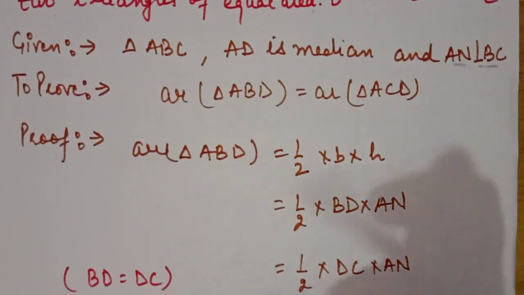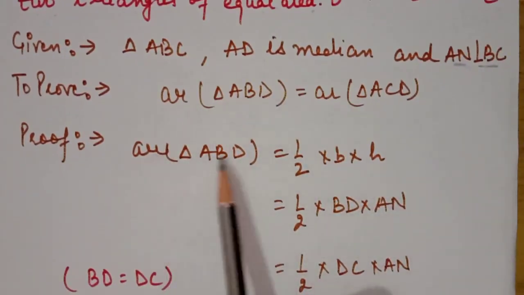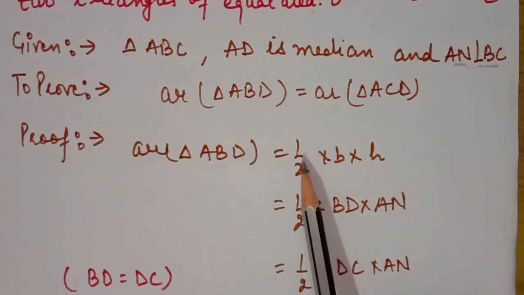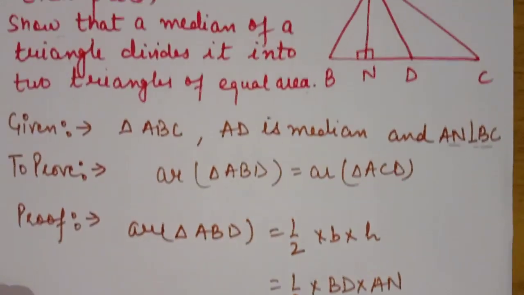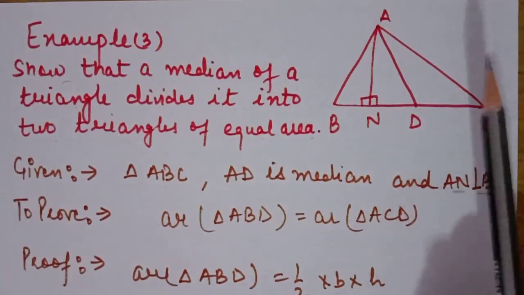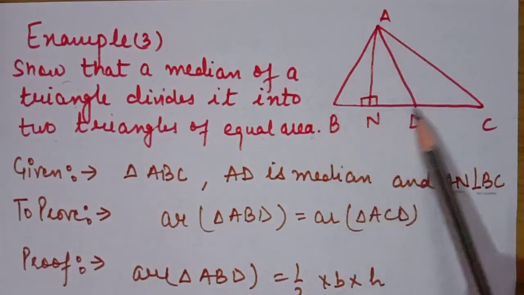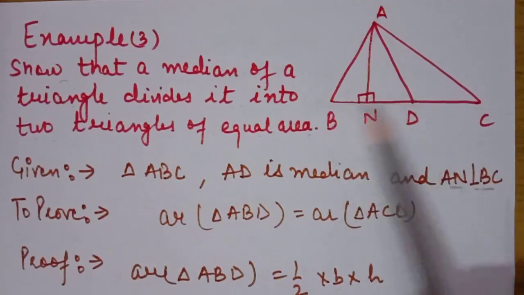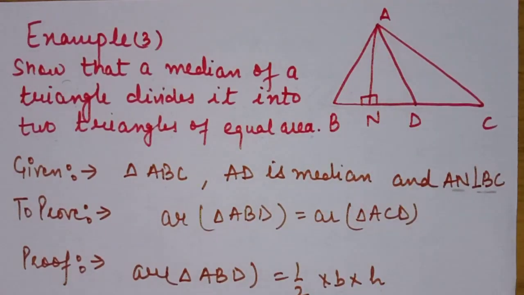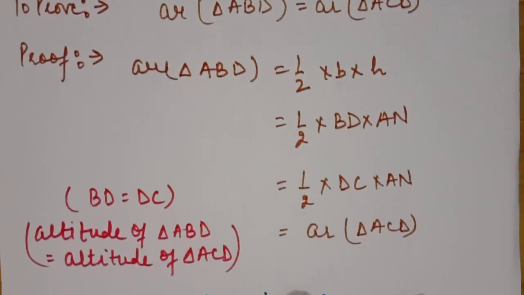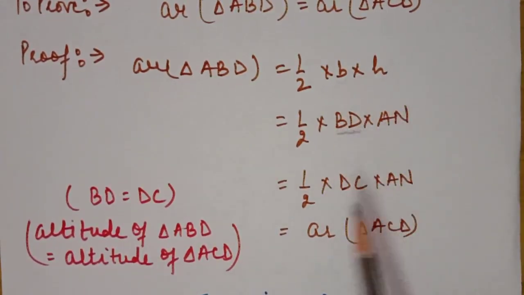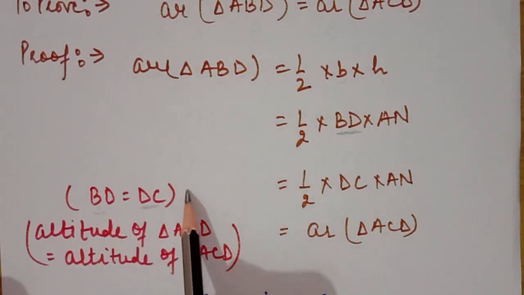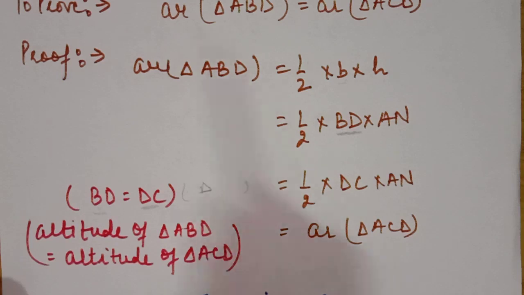So students, first of all, area of triangle ABD. We know it very well that area of a triangle is half into base into height. In triangle ABD, base is BD and height is AN. Base is BD and height is AN. But BD is equal to DC, because it is given that D is the median.